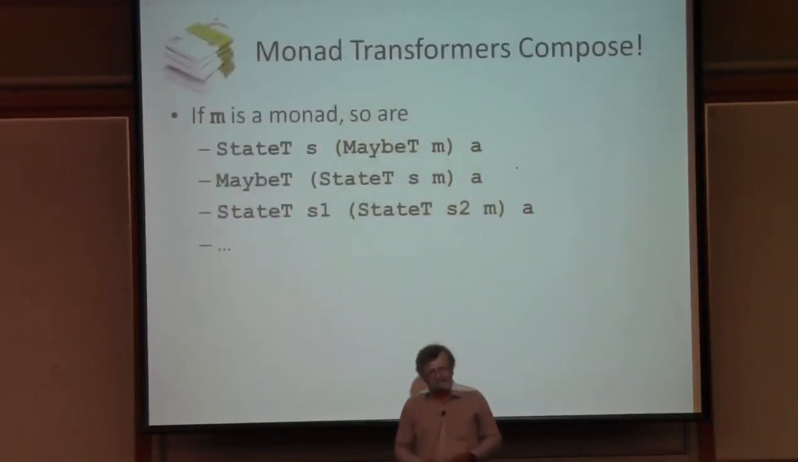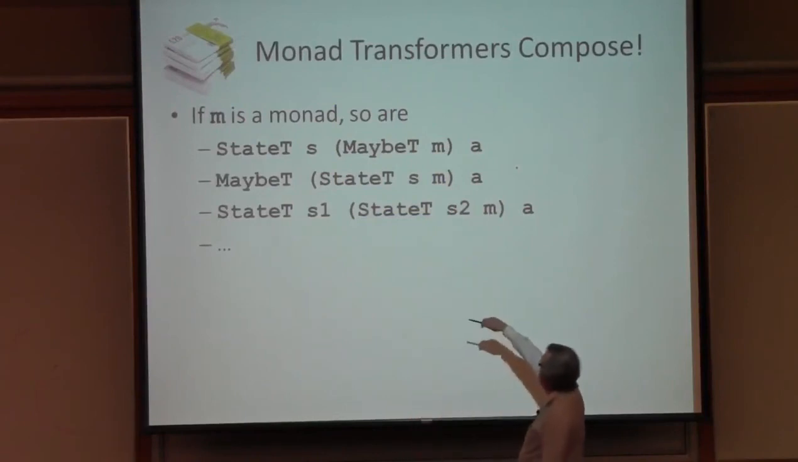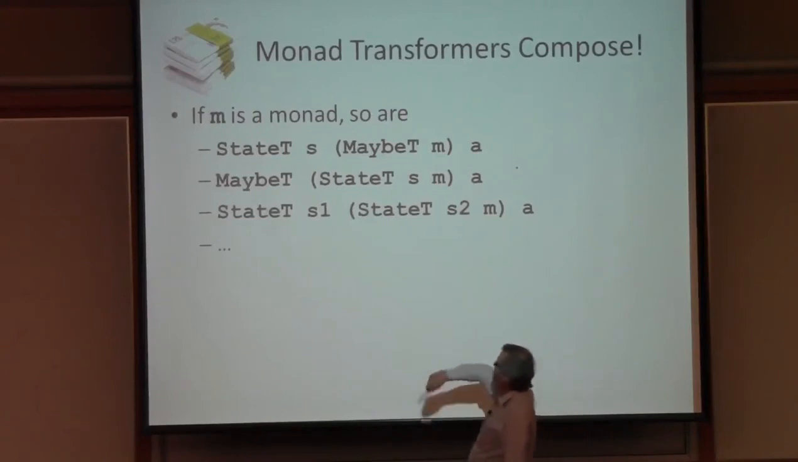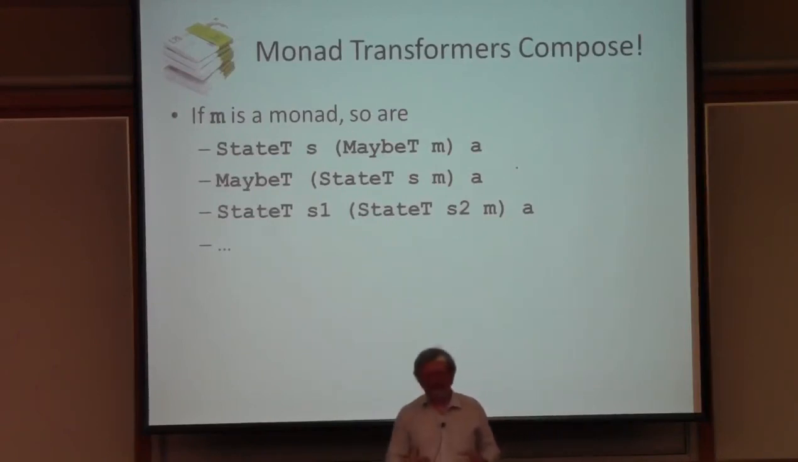Okay, so now the nice thing about monad transformers is that we can compose any number of them. So if we've got an underlying monad m, we can form state t of maybe t of m, or maybe t of state t of m, or even use the state t monad twice and have two different states, and so on and so forth. We can make a lot of useful combinations.